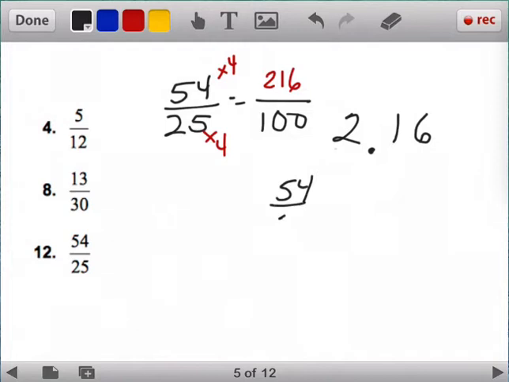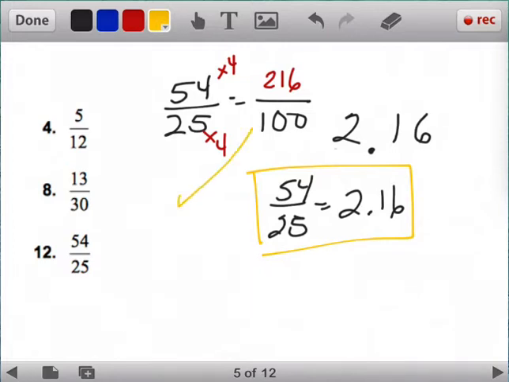54/25 is the same as 2.16, or 2 and 16 hundredths. Okay. And you might have taken this one and changed that improper fraction to a mixed number of 2 and 16 hundredths, which is exactly what I just said, 2 and 16 hundredths. Okay, so those are the 3 problems.